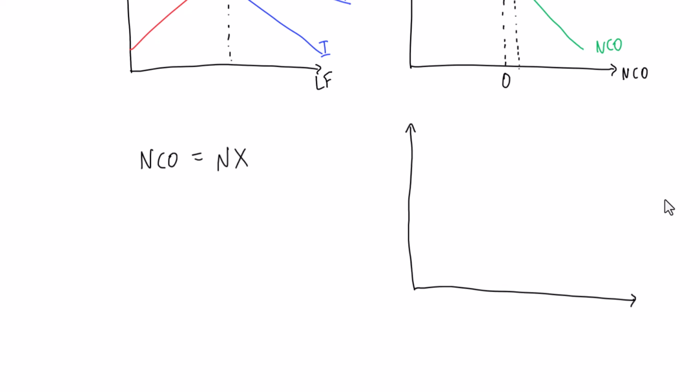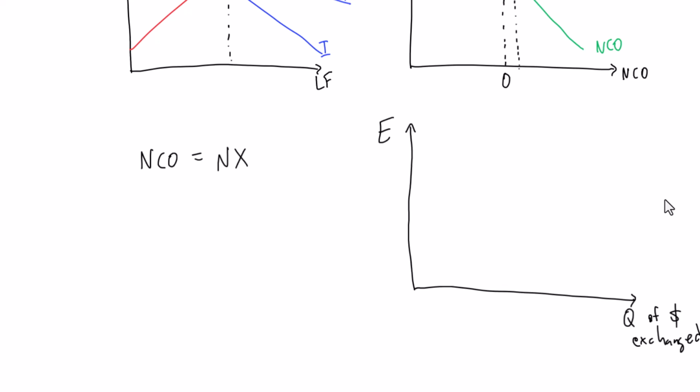NCO is going to be the supply of dollars exchanged, and NX is going to be the demand for dollars exchanged. Net capital outflow are the number of dollars supplied to purchase foreign assets, and dollars are going to be required to purchase American goods, and so NX is going to be the demand for dollars. So on the horizontal axis, I'm going to write quantity of dollars exchanged, and on the vertical axis, we're going to have the real exchange rate, which we're going to use a capital E for that to distinguish it from the lowercase e we used for the nominal exchange rate.